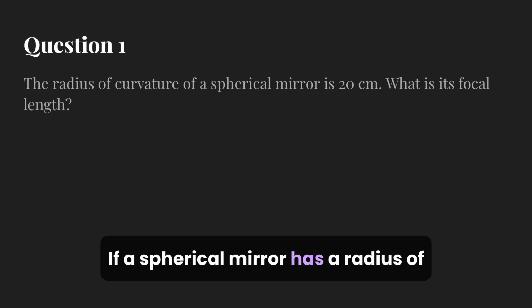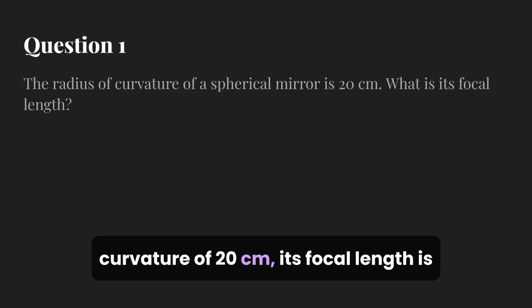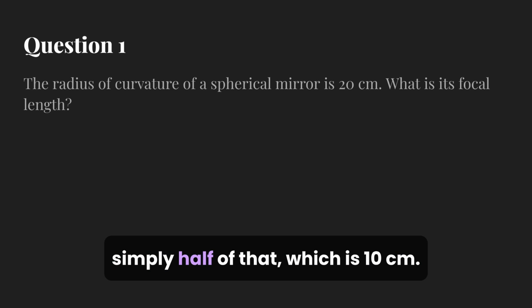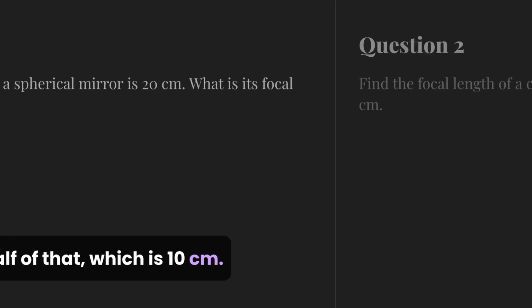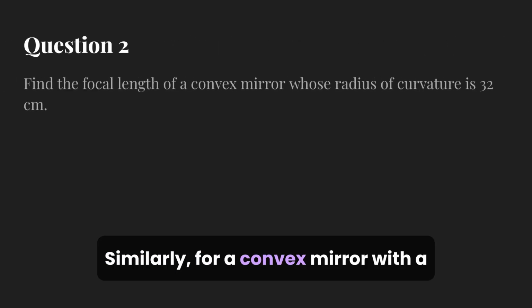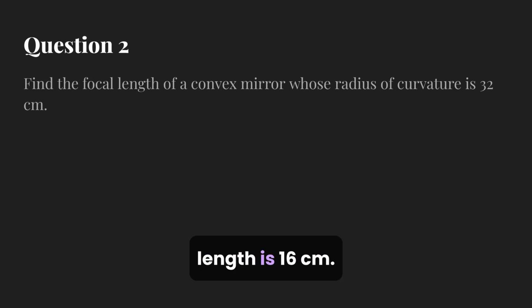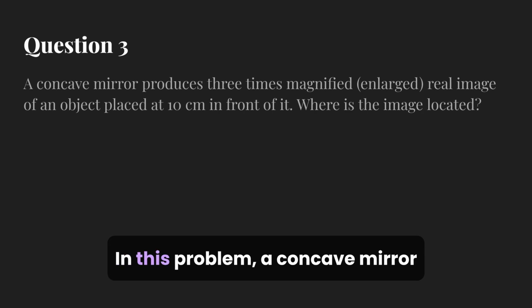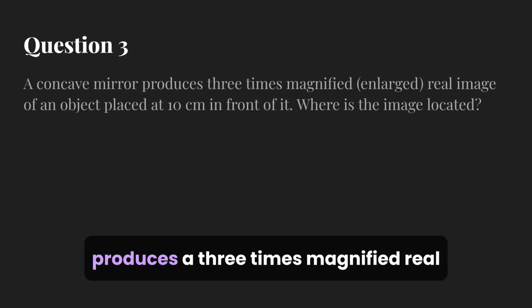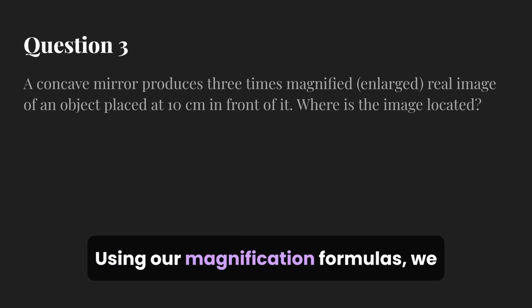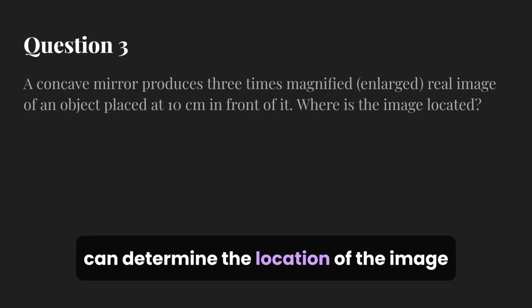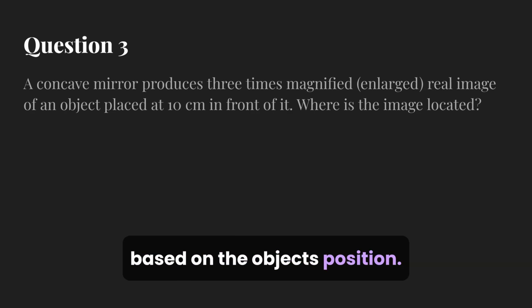If a spherical mirror has a radius of curvature of 20 centimeters, its focal length is simply half of that, which is 10 centimeters. Similarly, for a convex mirror with a radius of curvature of 32 centimeters, the focal length is 16 centimeters. In this problem, a concave mirror produces a 3 times magnified real image. Using our magnification formulas, we can determine the location of the image based on the object's position.